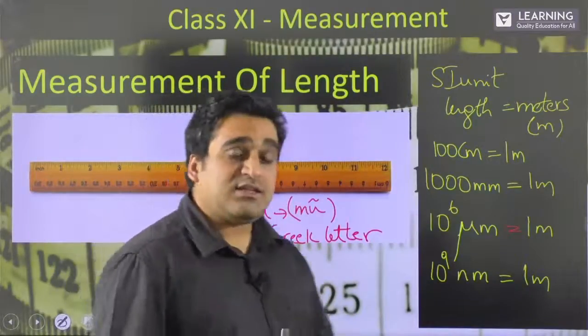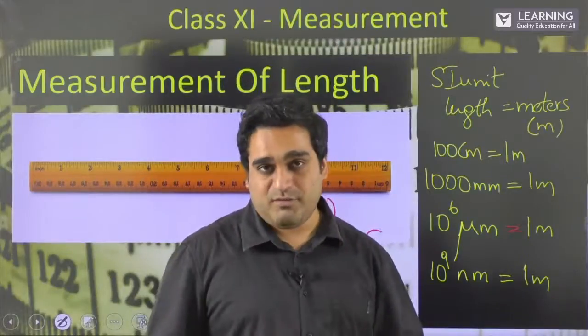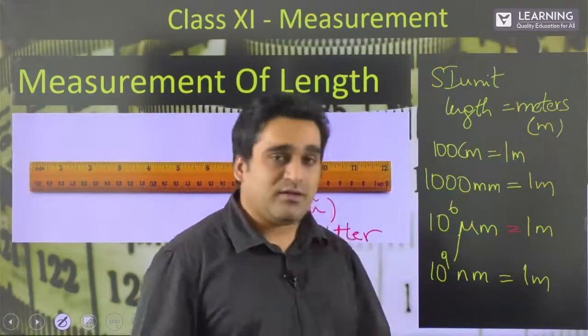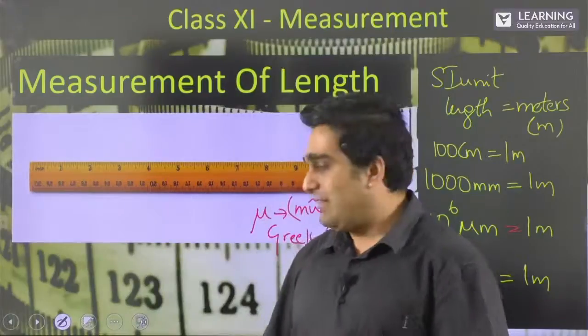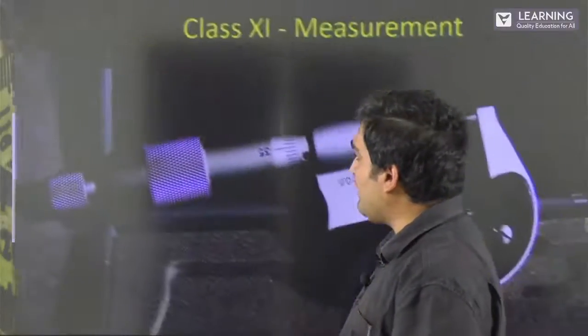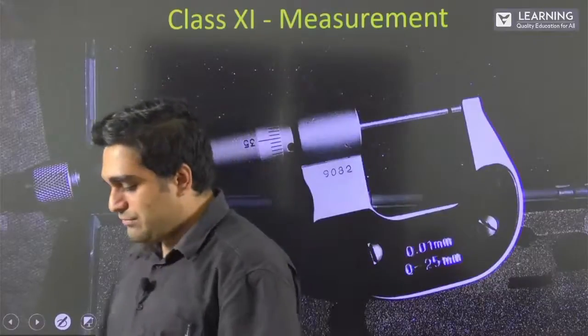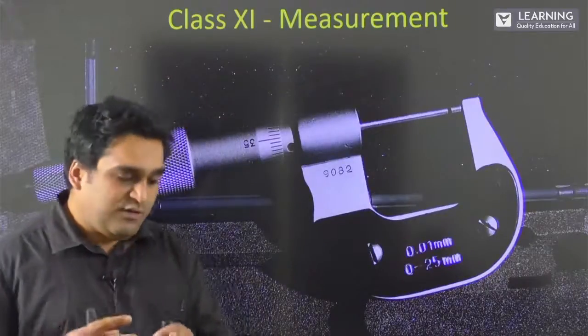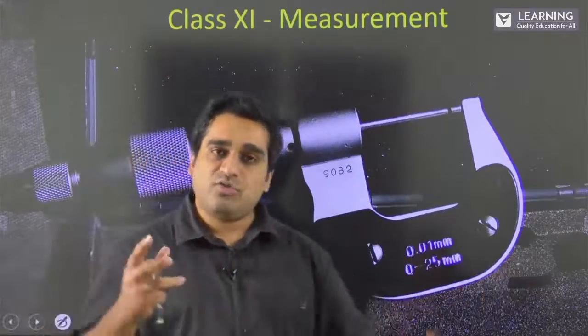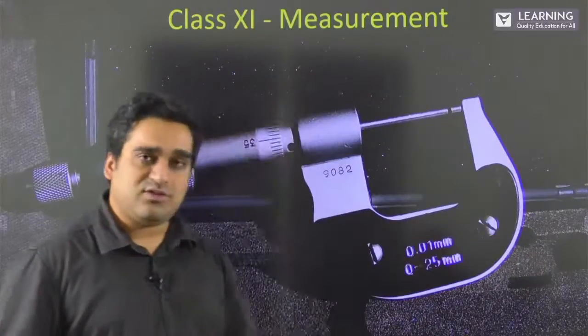Now there are scales even larger than a meter. We will have a look at it later, different ranges in length. Next, the instruments that we use for this measurement. One we saw is a ruler, which we use as one of the instruments.